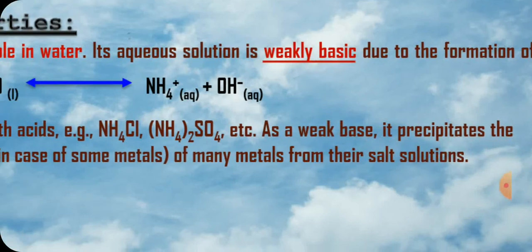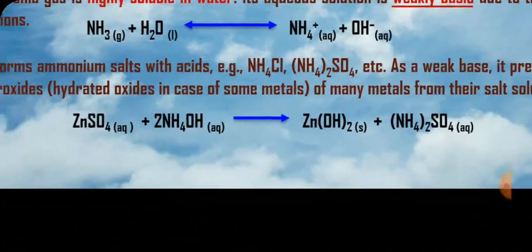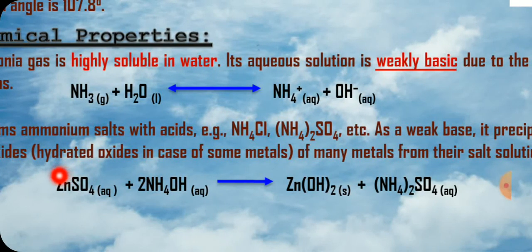It precipitates the hydroxides of many metals from their salt solution. Ammonium hydroxide is used in the qualitative analysis of basic radicals of inorganic salts. Why is ammonium hydroxide used? It precipitates many hydroxides of metals. For example, ammonium hydroxide precipitates zinc from its salt solution.